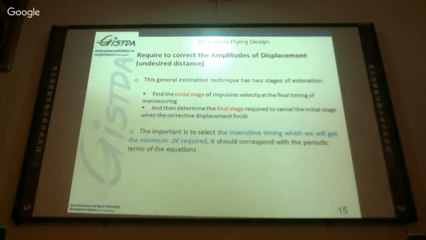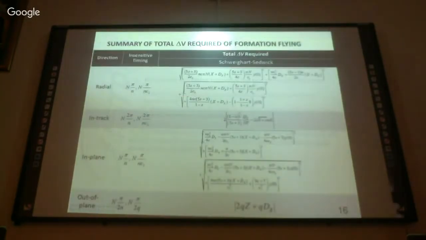I need to script this method, how to get that. As I want to show, this is the table of the total delta V requirement of the formation finding. Anyone, if you want to know more, I can present about this.